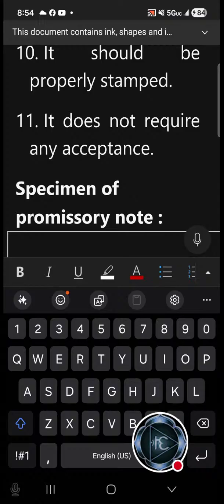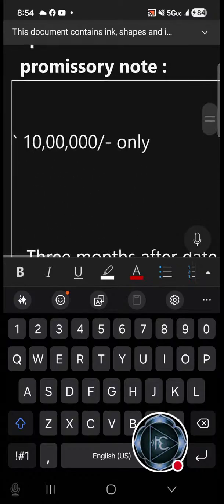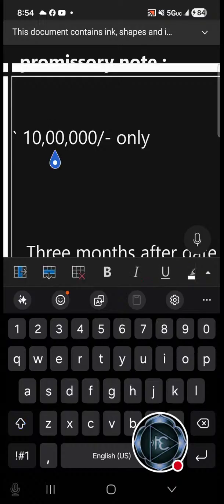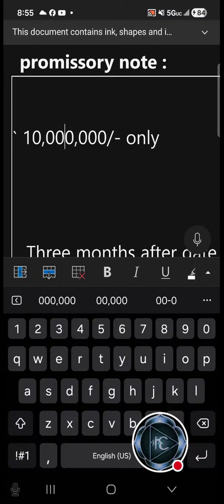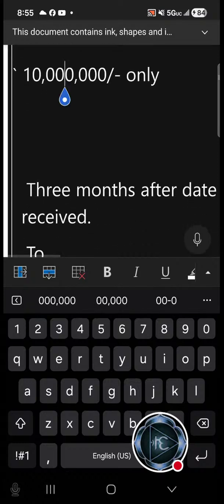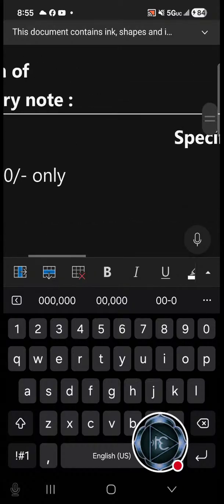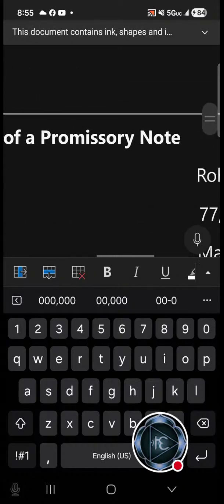The specimen of promissory note. Okay, here we go. An example of a promissory note. Some zeros are missing out of that, but anyway, I'm assuming that's supposed to be 10 million. I'll put a zero in there. Okay, only. Specimen of a promissory note.